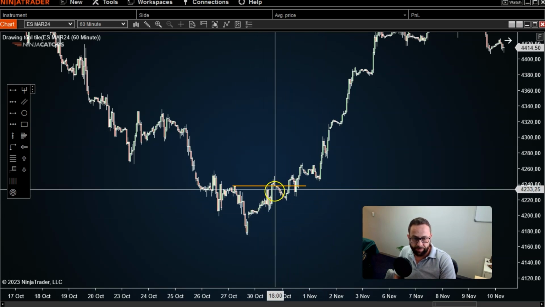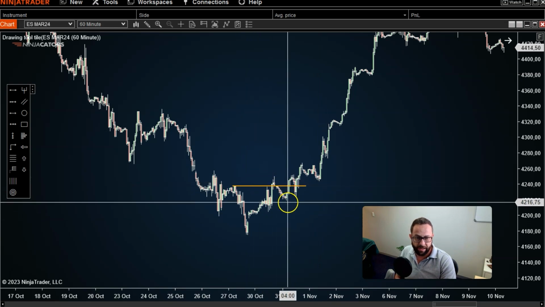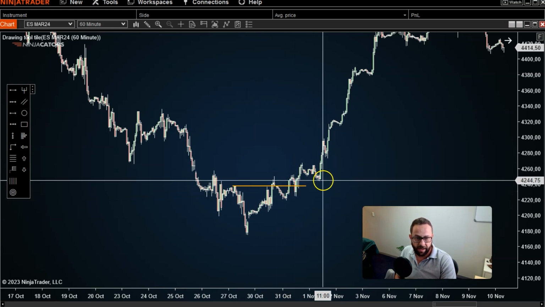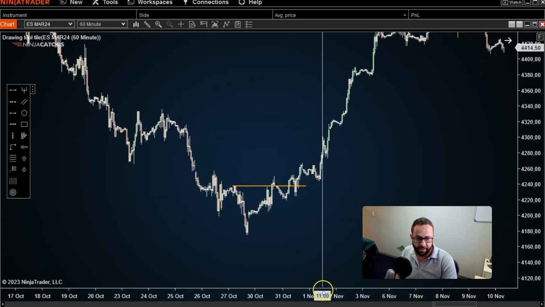So price makes a high and actually breaks this previous market structure, pulls back a little bit, and then starts making higher highs, higher lows, higher highs, and higher lows back to the upside again.